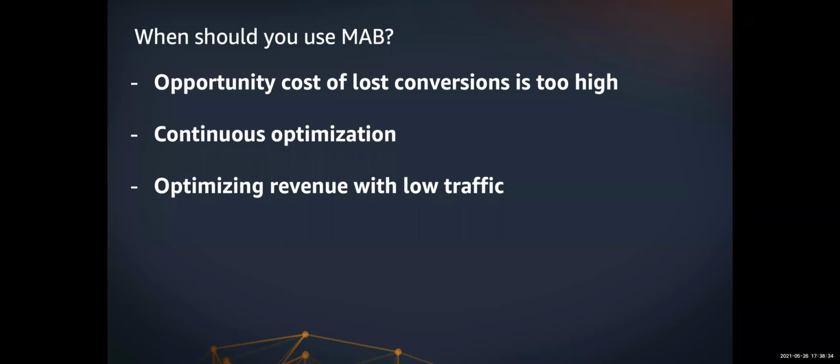The third reason would be optimizing revenue with low traffic. If you don't have a lot of traffic coming through, then waiting for something like statistical significance is going to take a lot of time. So using MAB in that case with low traffic is going to help you redirect the traffic to the best model to increase the conversion rate while waiting for the significance to be built up.